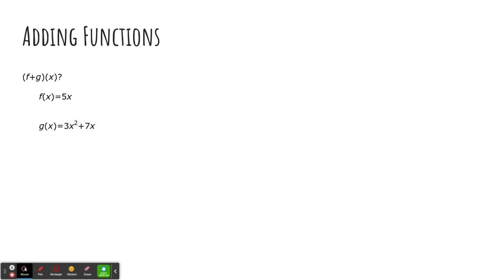When adding functions, this is f plus g of x. They give us f of x and they give us g of x. We need to add them together. So I'm going to take all of f of x and I'm going to take all of g of x and I'm going to add them together. Start by writing the f of x. So that is 5x.